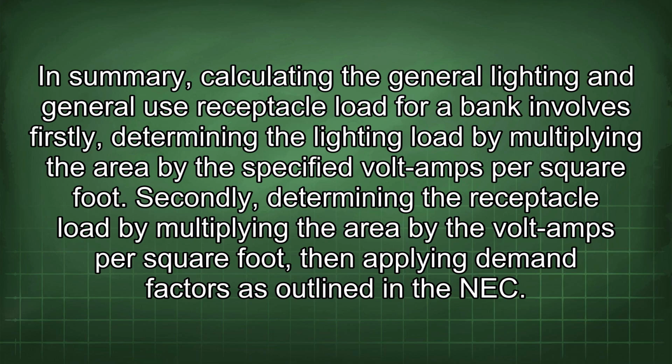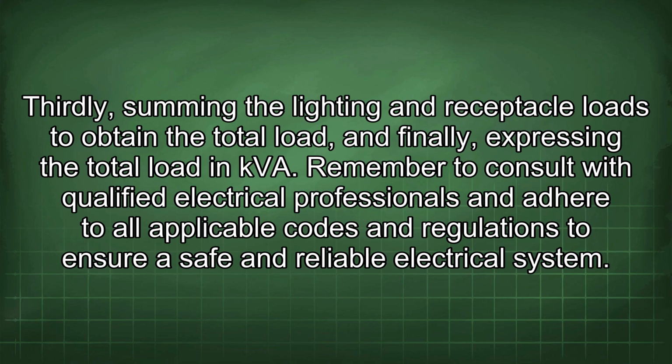In summary, calculating the general lighting and general use receptacle load for a bank involves firstly determining the lighting load by multiplying the area by the specified volt-amps per square foot. Secondly, determining the receptacle load by multiplying the area by the volt-amps per square foot, then applying demand factors as outlined in the NEC. Thirdly, summing the lighting and receptacle loads to obtain the total load. And finally, expressing the total load in kVA. Remember to consult with qualified electrical professionals and adhere to all applicable codes and regulations to ensure a safe and reliable electrical system.